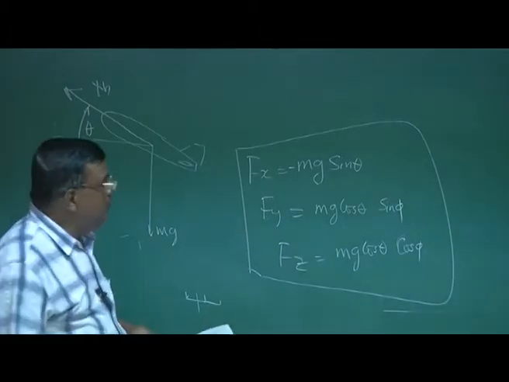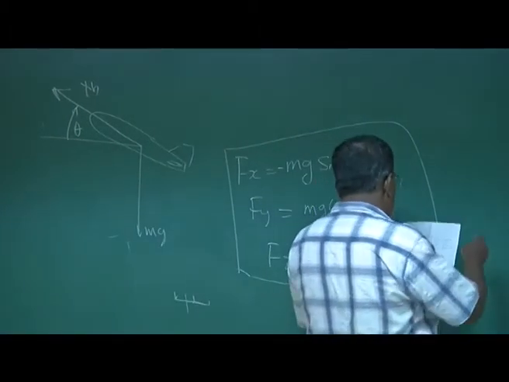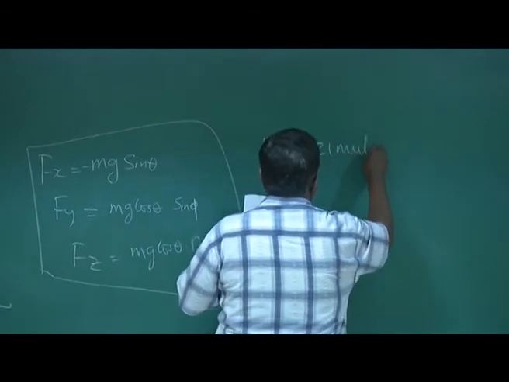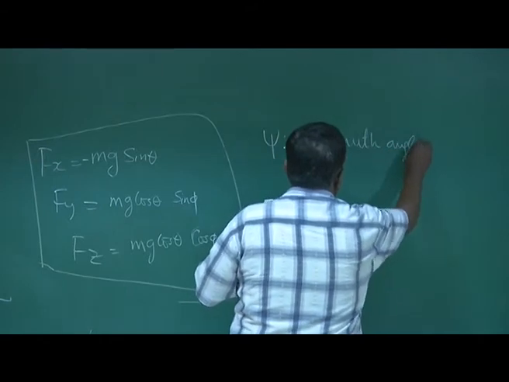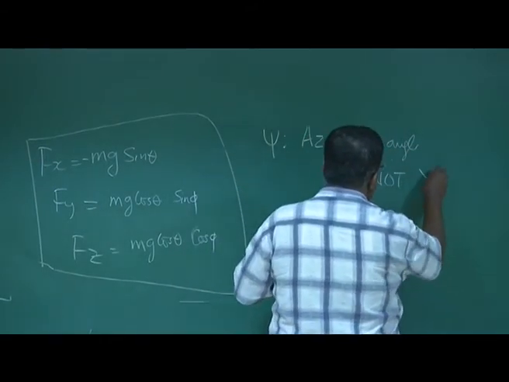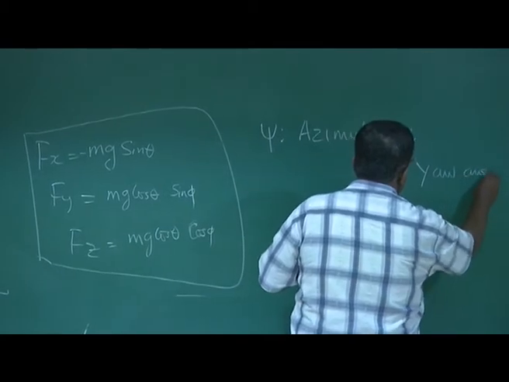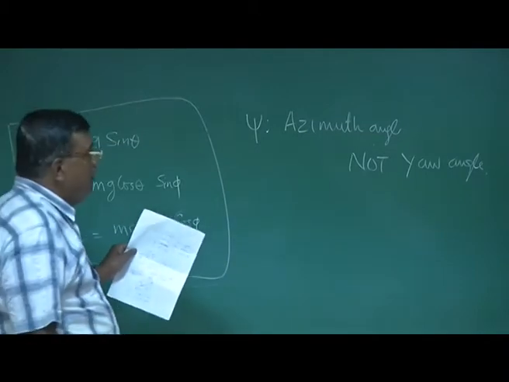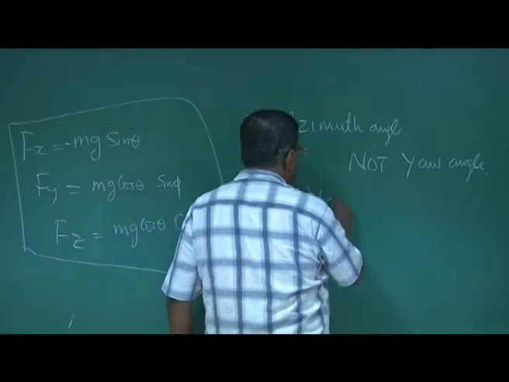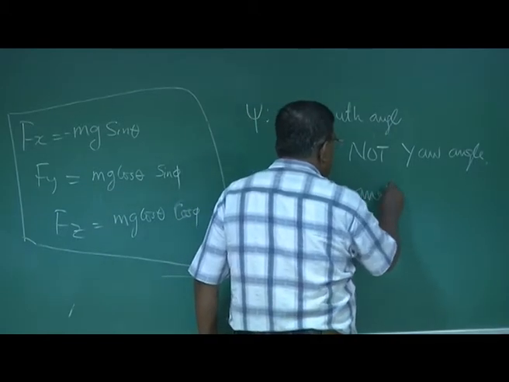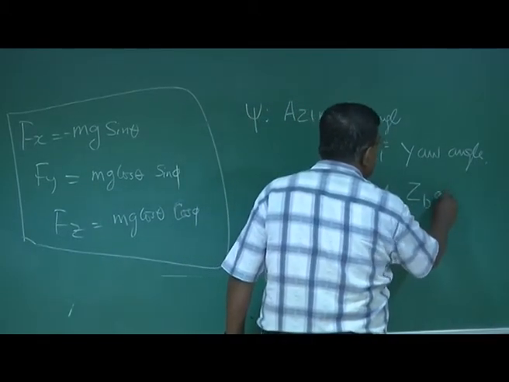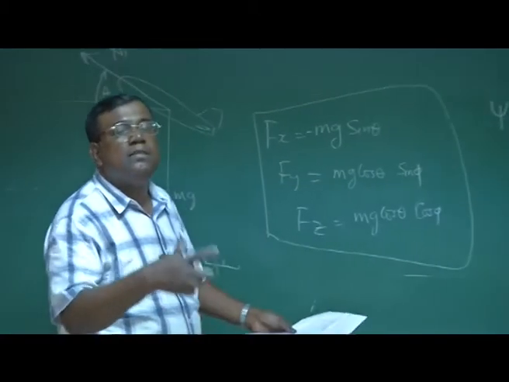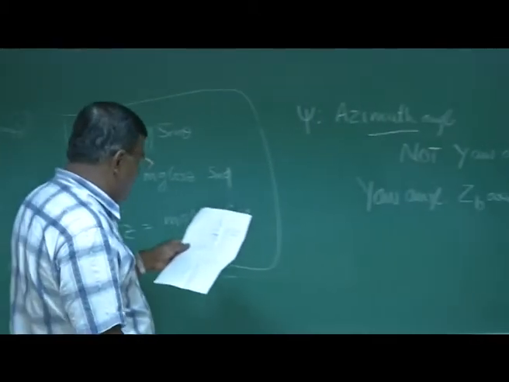Okay? There is another word of caution. Please remember, this psi is called the azimuth angle, and not the yaw angle, strictly speaking, right? Because when you talk about the yaw angle, it is actually rotation about the ZB axis. But what about the azimuth angle? It is rotation about the Z axis of the Earth inertial frame. Okay? These are some subtle things you should understand.